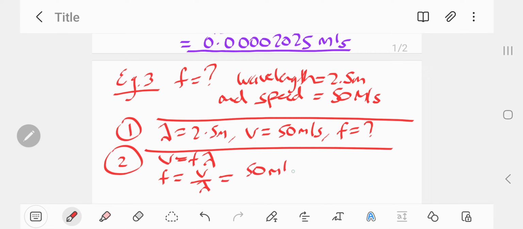V is 50 meters per second. Lambda is 2.5 meters. And if you do this, you will get 20 hertz. That's your frequency.